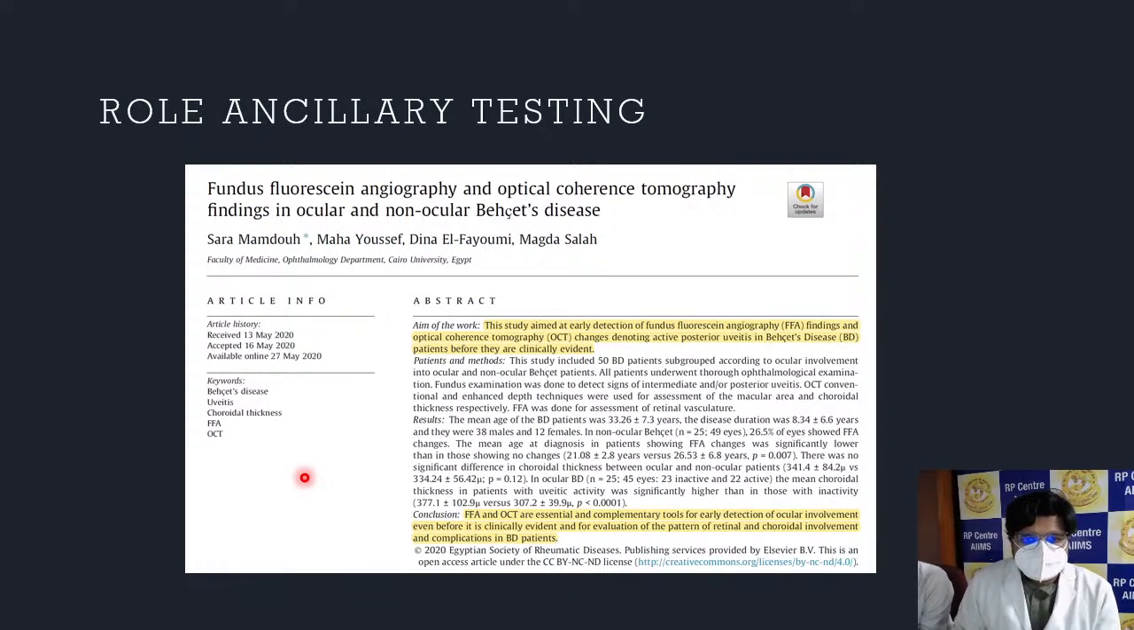So the role of ancillary testing in retinal vasculitis. There was a study done which aimed to study the early detection of FFA and OCT findings denoting active posterior uveitis in Behçet's disease. It was concluded that FFA and OCT are essential and complementary tools for early detection of ocular involvement even before it was clinically evident, or for evaluation of the pattern of retinal and choroidal involvement.